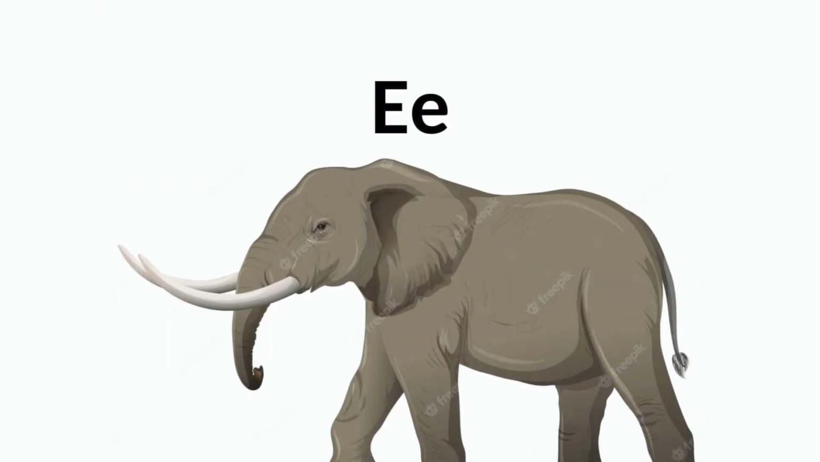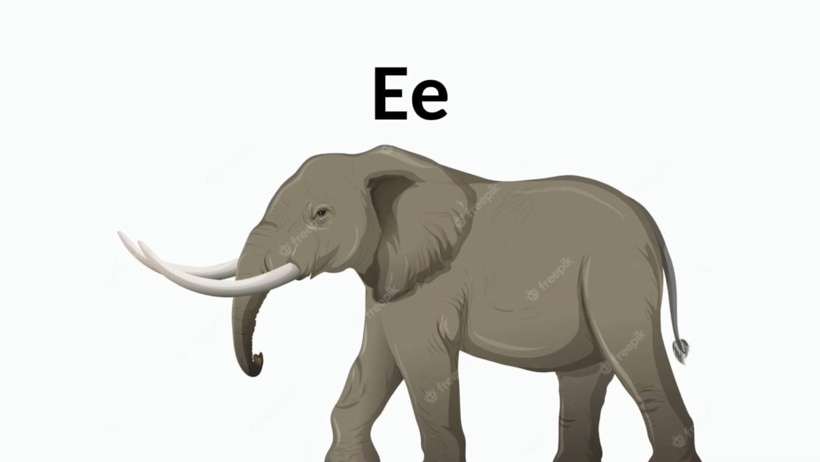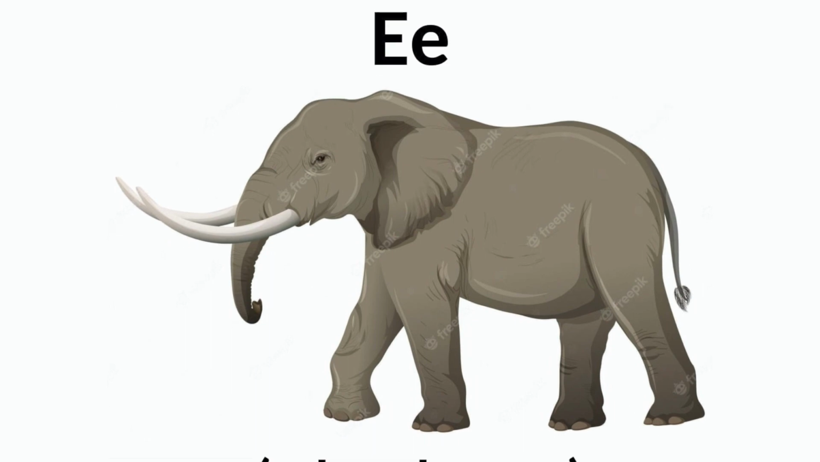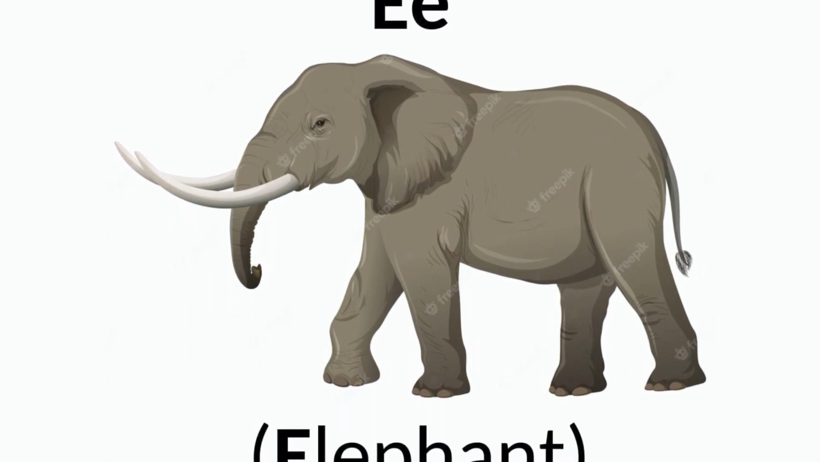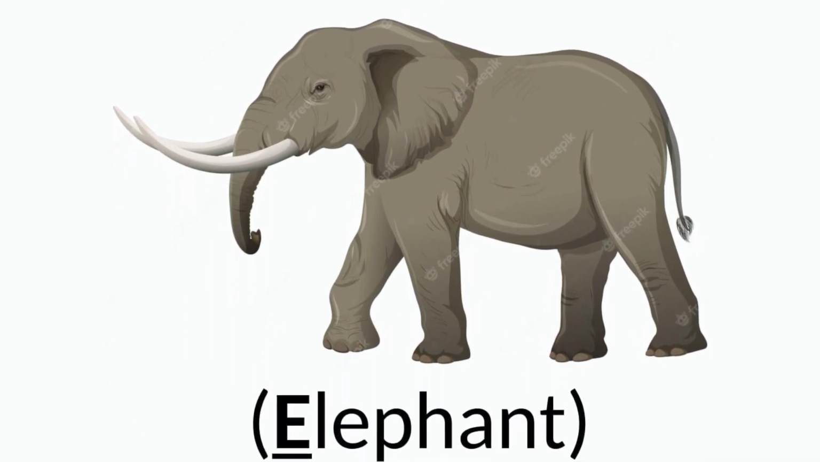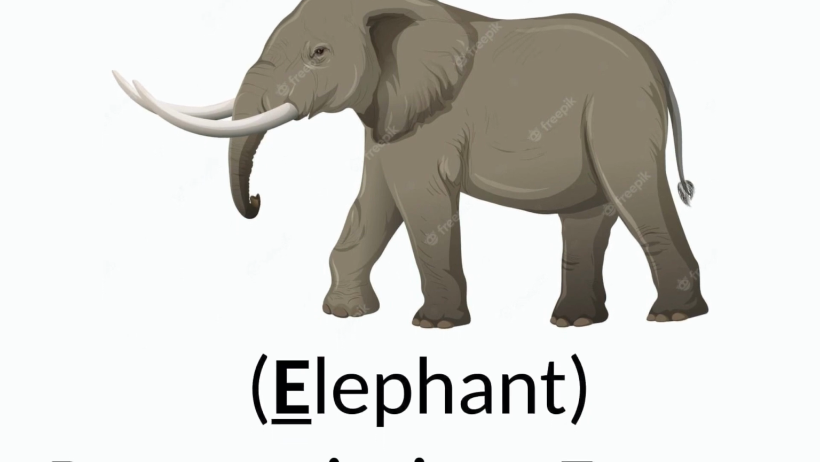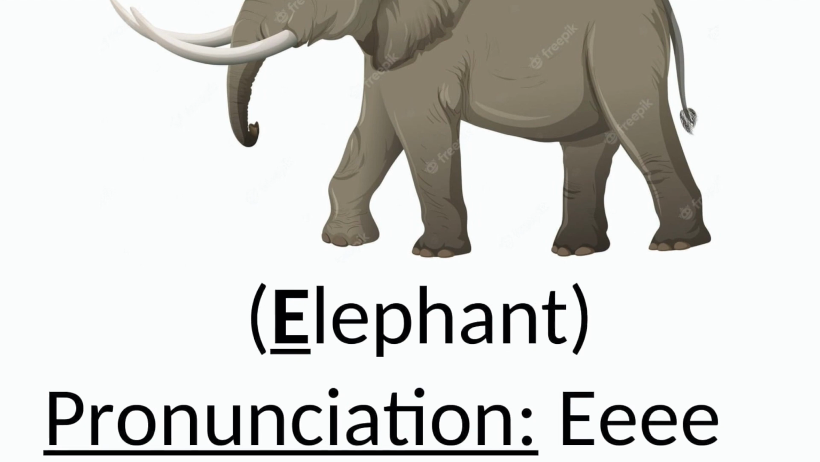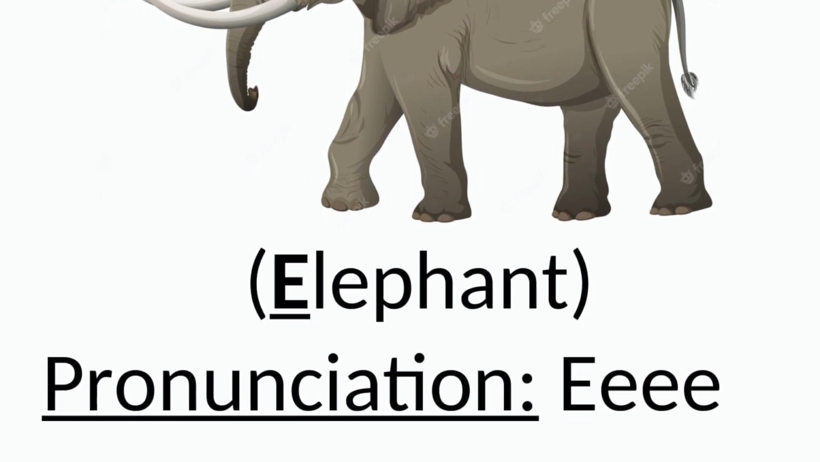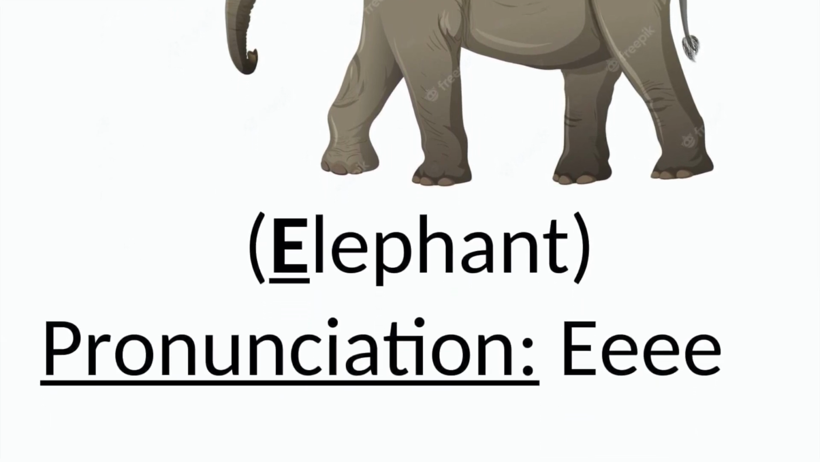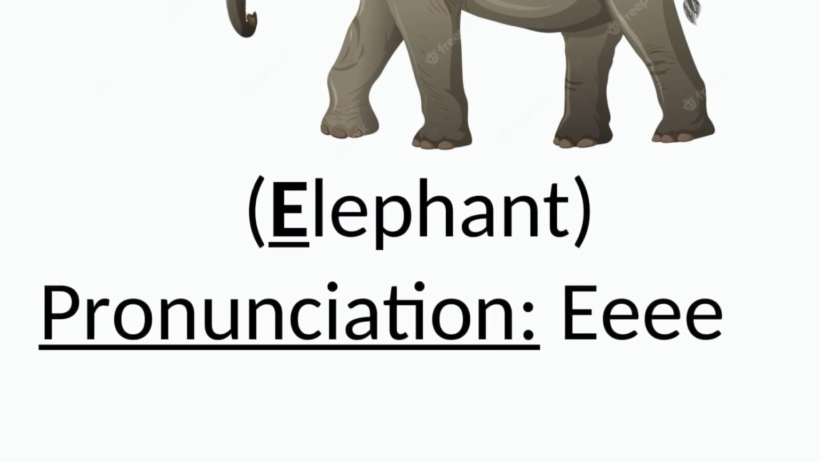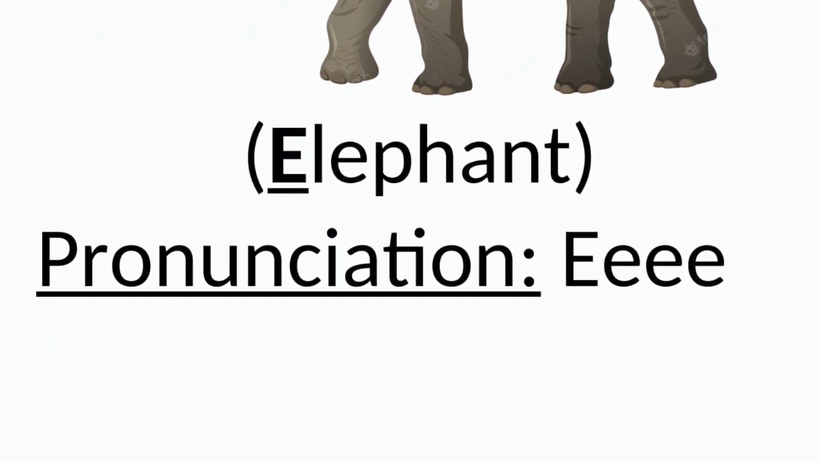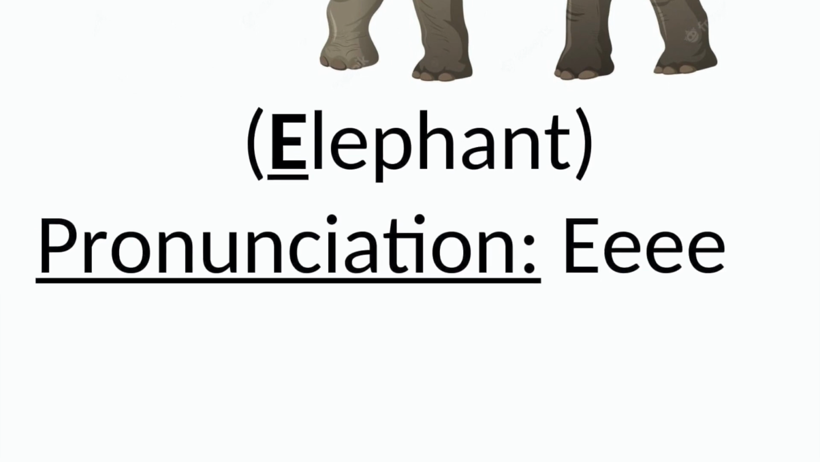The next Igbo alphabet is E. The Igbo alphabet E is not pronounced the same way as in the English alphabet E. It is pronounced as in the first letter E in the English word elephant. Say it with me. E, E, E, E, as in elephant.